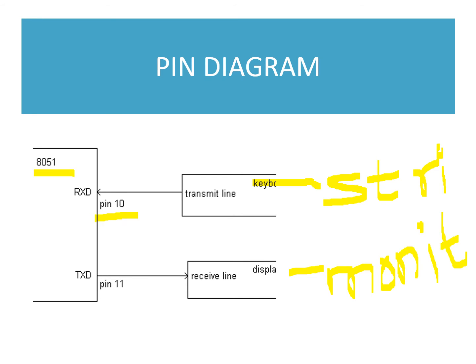So the data which is received from the keyboard will be received by this 8051, and I will be writing a program for this 8051 to receive this data, and this data will be sent on the TXD line. So from the TXD, that is pin number 11, the data will be sent to the monitor. This is the overall connection or pin diagram for this particular interface.